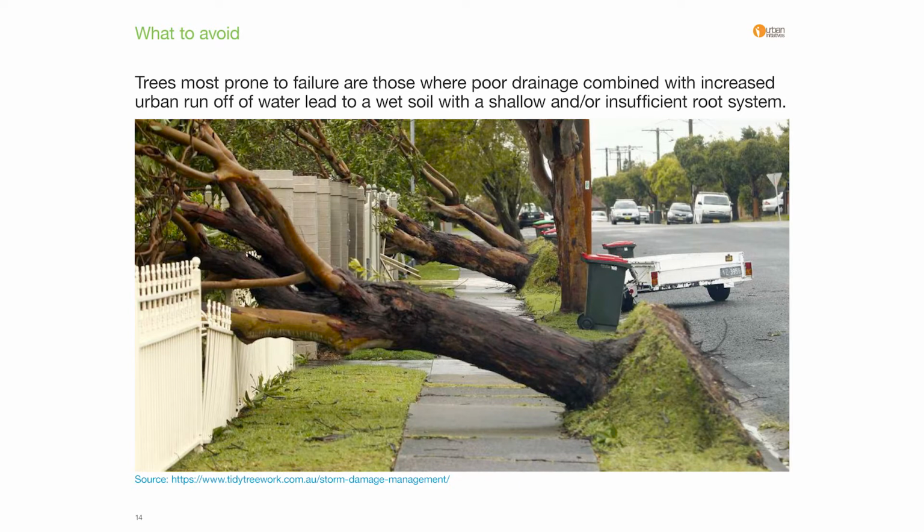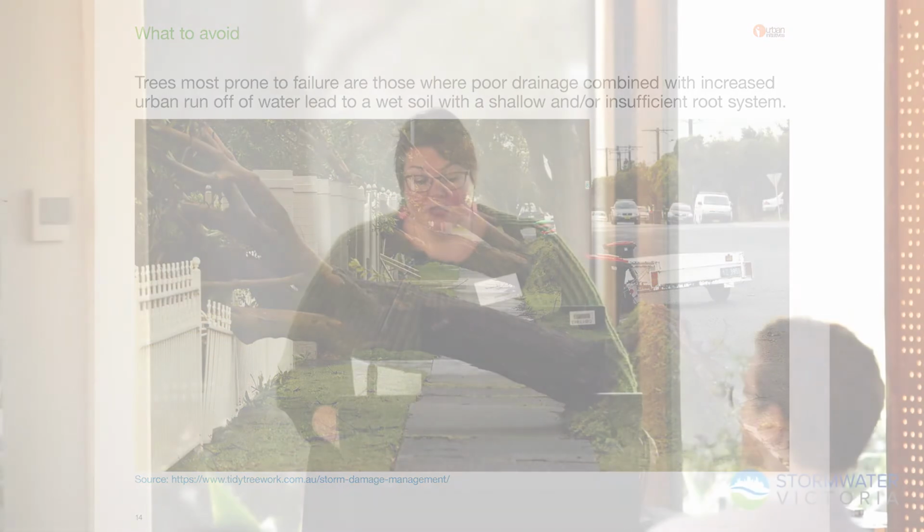So this is a pretty shocking image, but it does demonstrate why it's really important to get a good tree with good root systems in an area that has enough soil or rooting volume. So the trees that are most prone to failure are those where there's poor drainage combined with increased runoff, which leads to a wet soil, and that creates shallow or insufficient root systems. And that's pretty much what you're effectively trying to do when you build these systems. So that's why, going back to that soil volume, it's imperative you get that right.